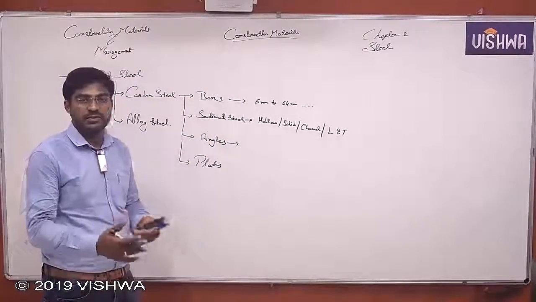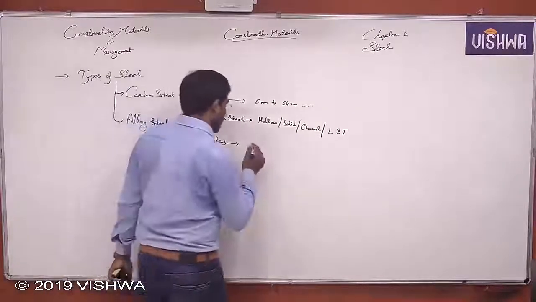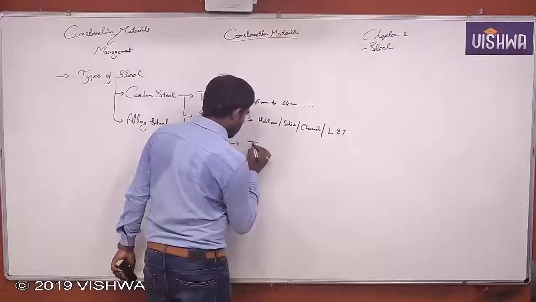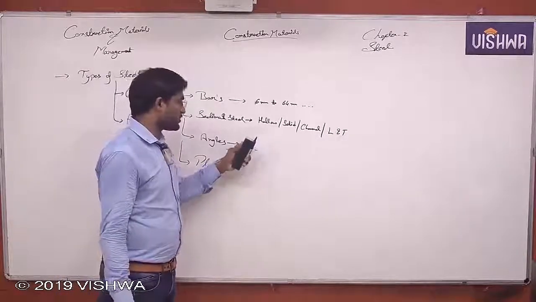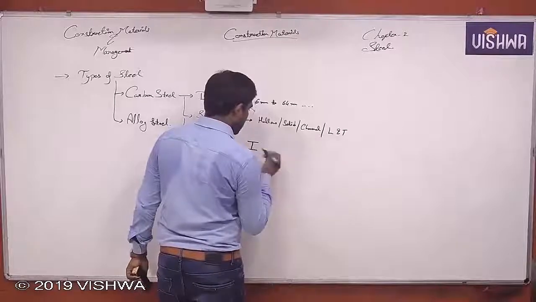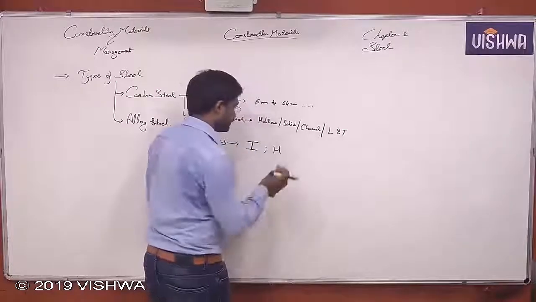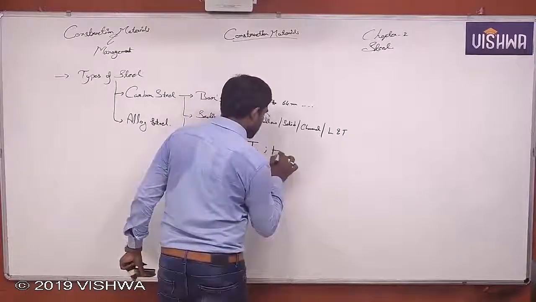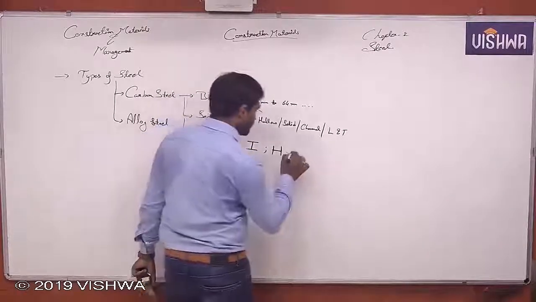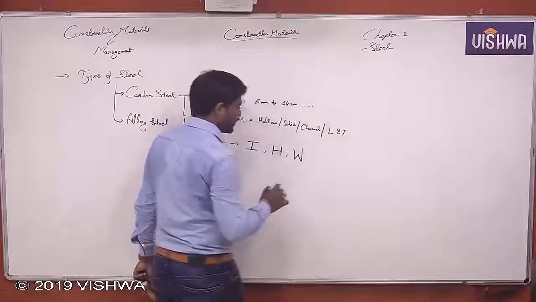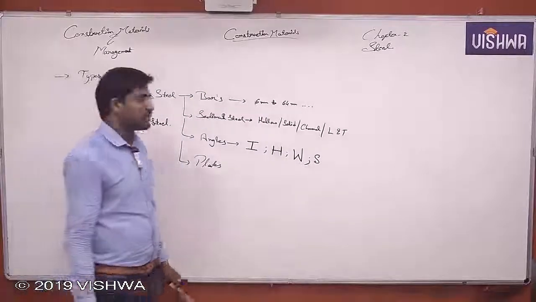Coming to the angles, the general types of angles we see in the use of steel are the channel, L or I section. We can also see the H shape, the W shape and the S shape. These are the general types of sections that we use in a regular formation.